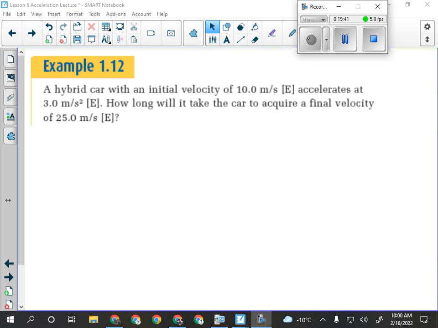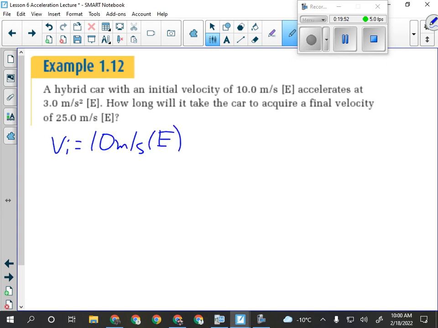So for this one, we have a hybrid car with an initial velocity of 10 meters per second east. So they gave me VI, 10 meters per second east. And it accelerates at 3.0 meters per second squared east. What did they give me there? They gave me the acceleration. All right, how long will it take the car to acquire a final velocity of 25 meters per second east?